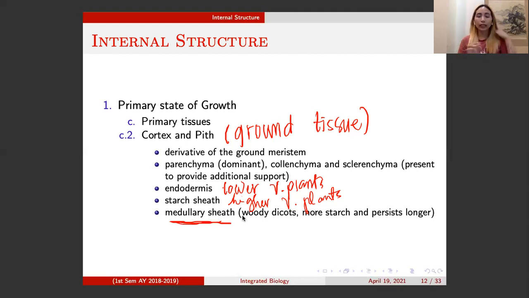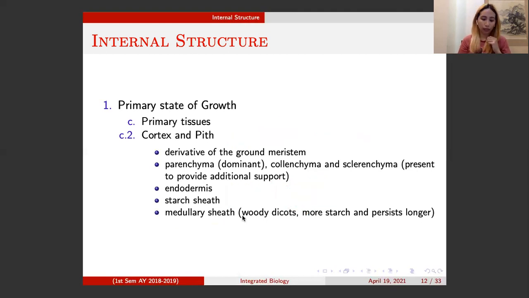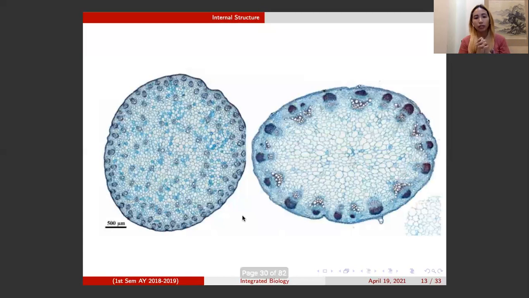Okay, so basically that's the ground tissue, or the cortex and the pith. Now, gaya ng sinabi ko kanina, you can differentiate a cortex and a pith depende sa kung saang region sila makikita.